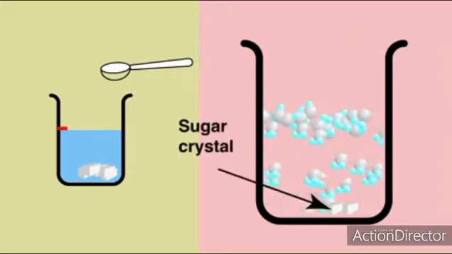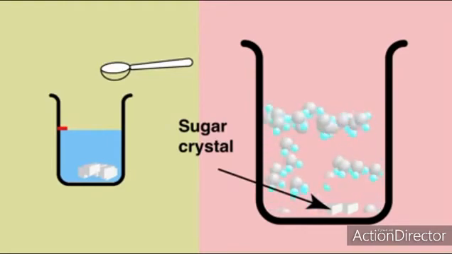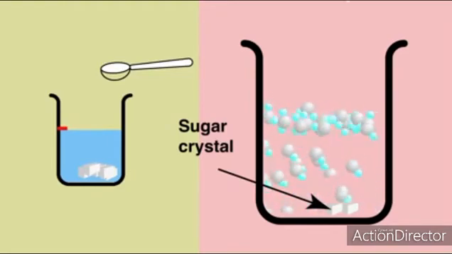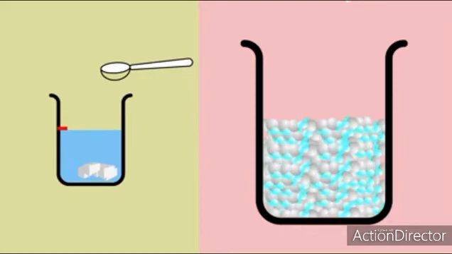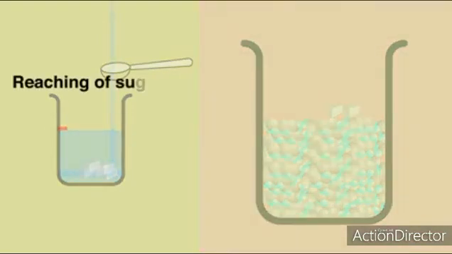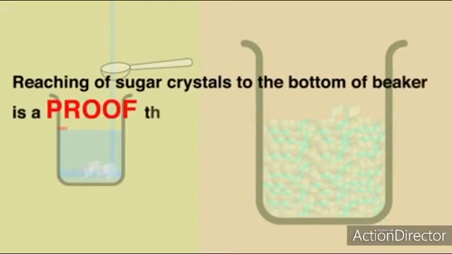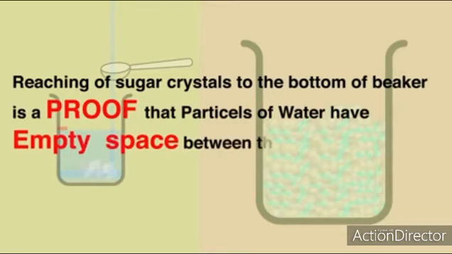the bottom. So if there was no empty space between the water molecules, then the view at the molecular level would have been like this. And sugar crystals would have stayed at the top of the surface. In such a case, sugar crystals would have never been able to reach the bottom of the beaker. So the reaching of sugar crystals to the bottom of the beaker is proof that molecules of water have space between them.